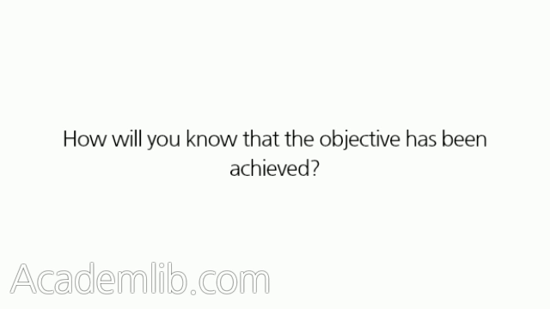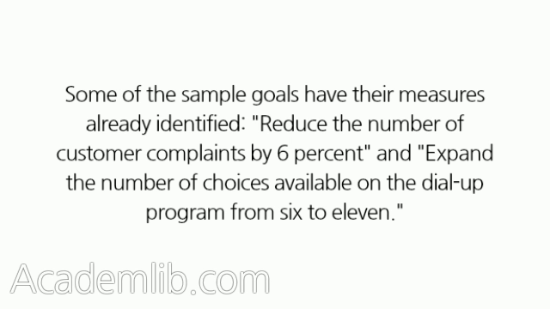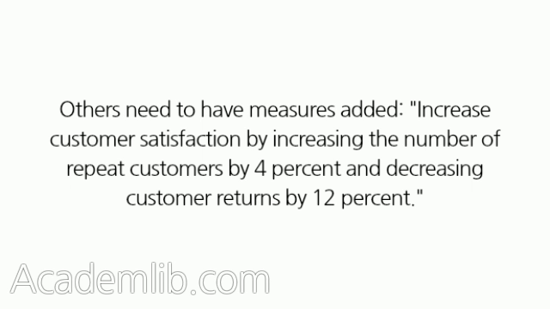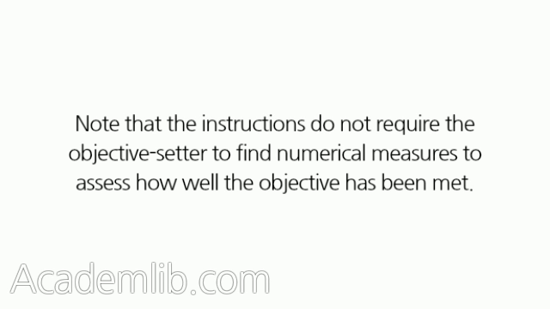How will you know that the objective has been achieved? Some of the sample goals have their measures already identified: reduce the number of customer complaints by 6% and expand the number of choices available on the dial-up program from 6 to 11. Others need to have measures added: increase customer satisfaction by increasing the number of repeat customers by 4% and decreasing customer returns by 12%. Note that the instructions do not require the objective setter to find numerical measures to assess how well the objective has been met.